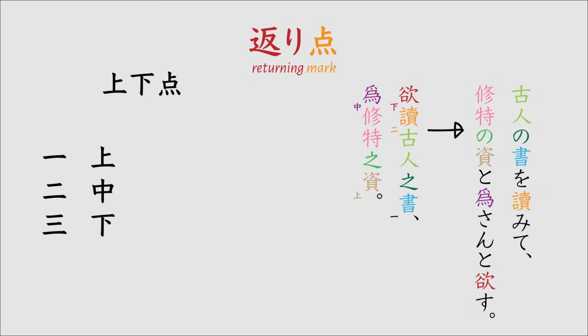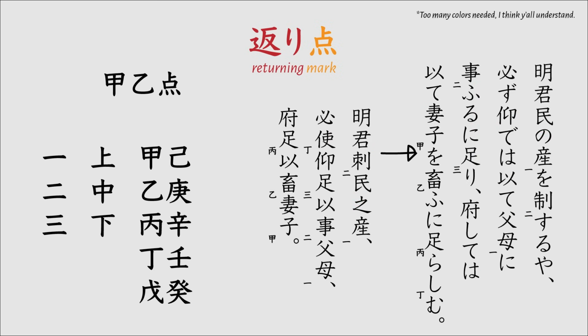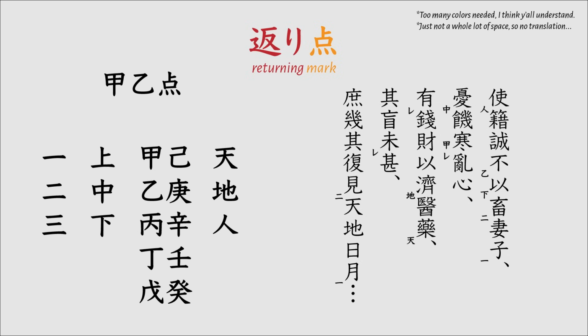The joge-ten, with up, down, and middle. The go-tsu-ten, which uses the characters of the 10 heavenly stems, a kind of ordinal system used in much of the sinosphere. And finally, the tenshi-ten, which uses the concept of heaven, earth, and the human used in Eastern philosophy. According to a kanbun textbook I found, rarely are all 4 sets ever used. But this text from a 9th century letter is a common example of all of them in use at once.